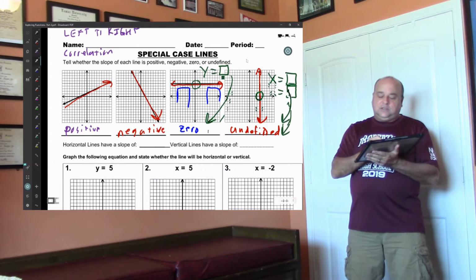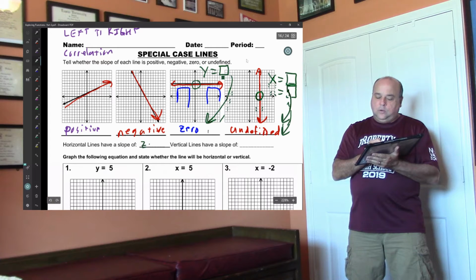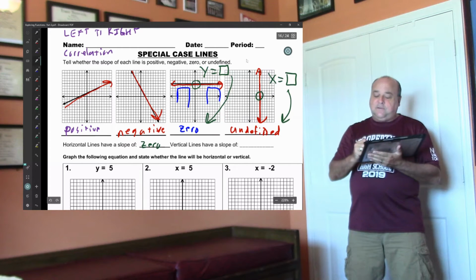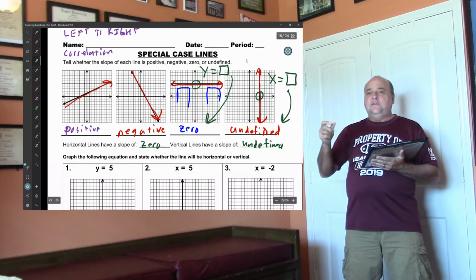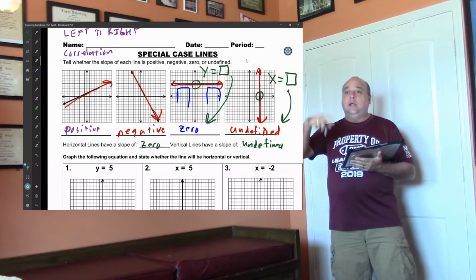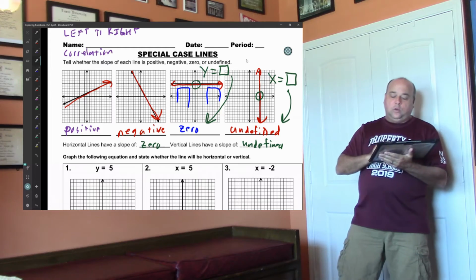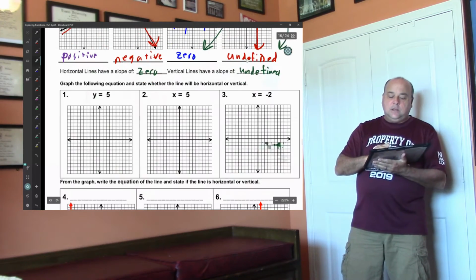Horizontal lines have a slope of zero. Vertical lines have a slope of undefined. An undefined slope will have x equal. A zero slope will have y equal. So let's go through these.